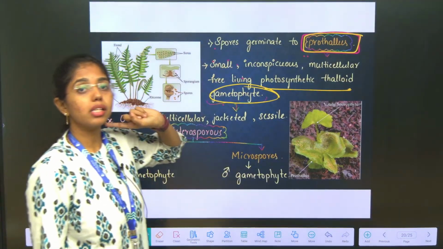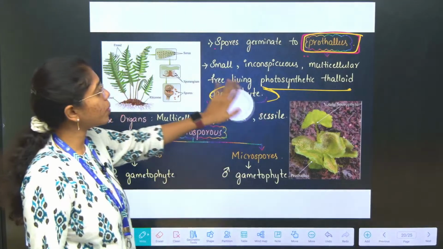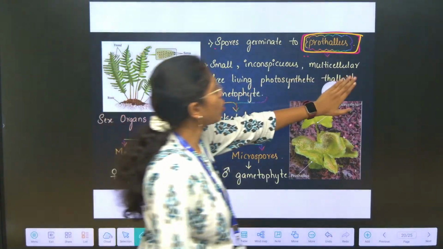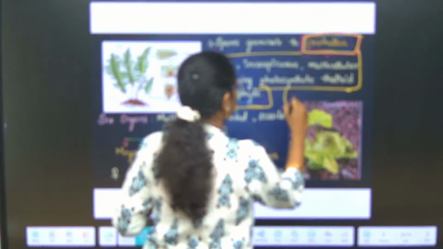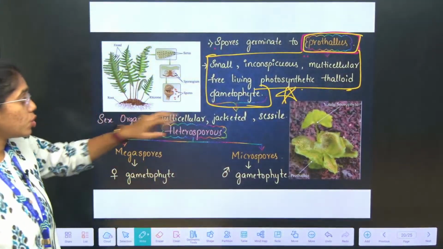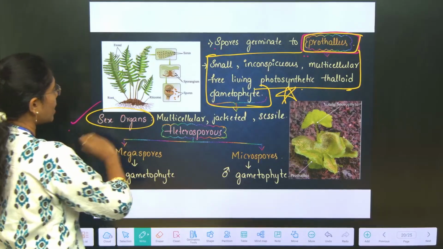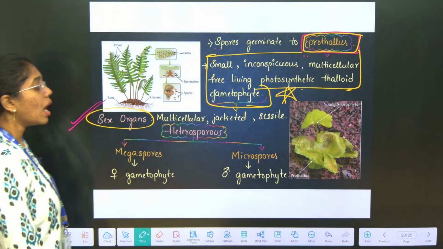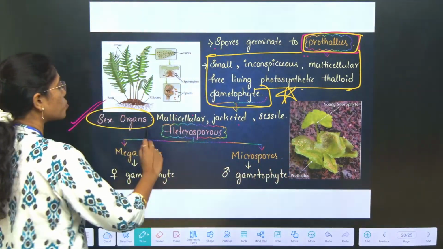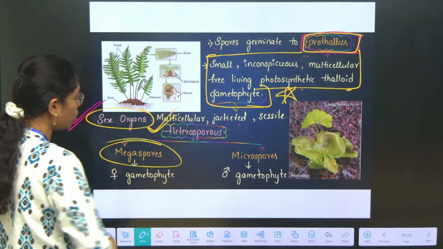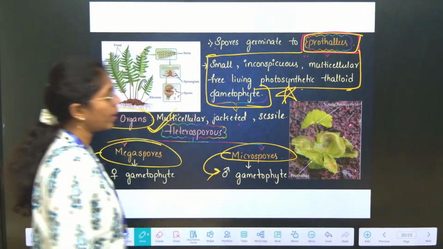Protonema you can describe as what? Green creeping branched structure. Here it is small, inconspicuous, multicellular, free-living photosynthetic thalloid gametophyte. This is the description of what? Prothallus, remember. And this will develop into what? Prothallus will mature into a mature gametophytic structure which bears sex organs. Here they are multicellular, jacketed and sessile sex organs. In the heterosporous condition, megaspores will develop into female gametophyte, microspores will develop into male gametophyte.